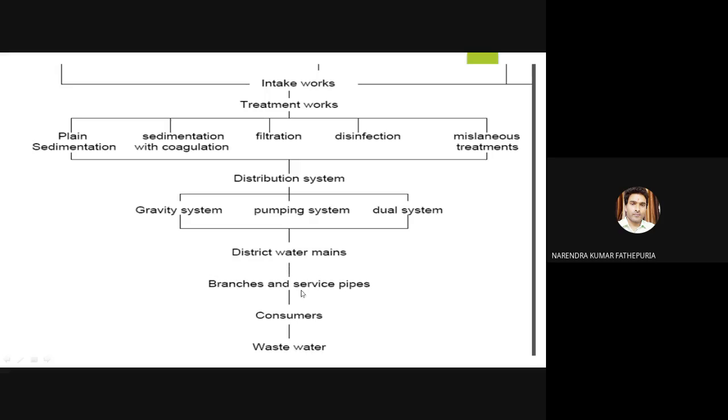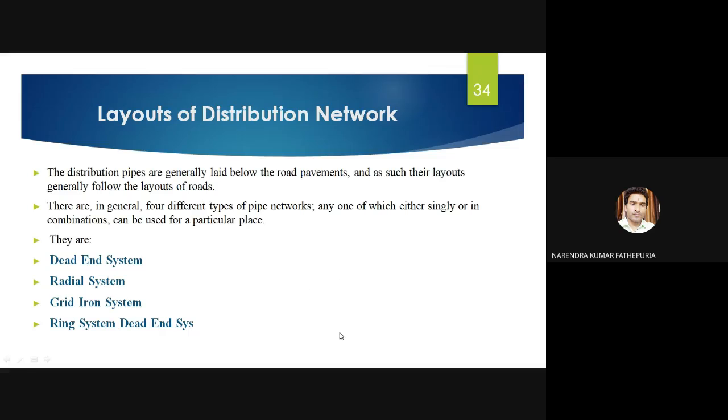Now, our colonies and our communities, town planning is also happening. So here we have to go through some of the various branches. I will talk later about various types of distribution systems and service pipelines, then finally the leakages and consumer. This is the layout of the distribution network.